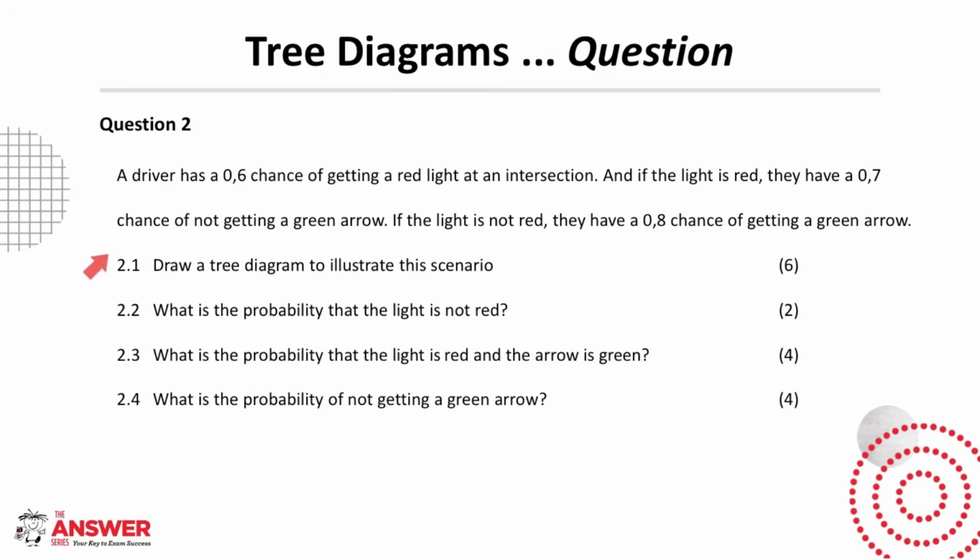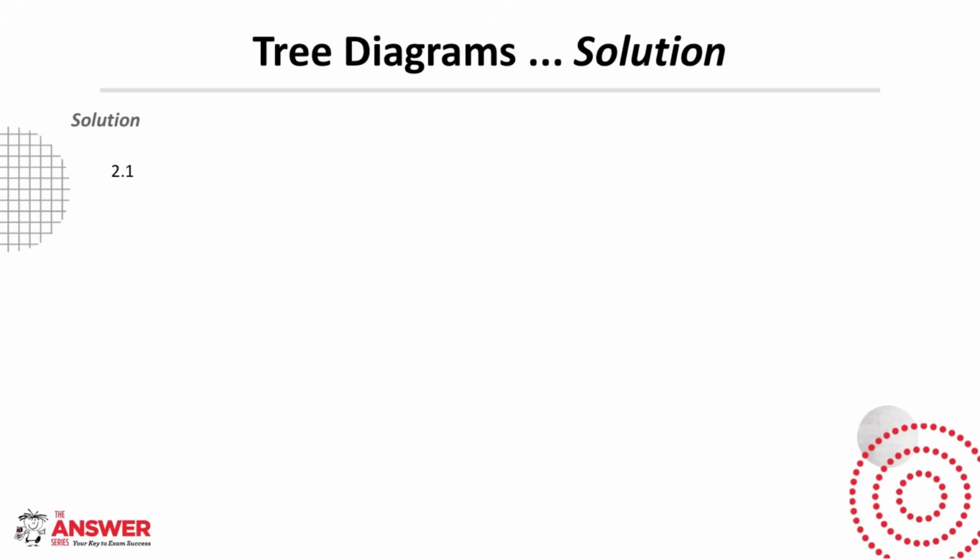Question 2 is about the chances of a driver getting a red light and or a green arrow, and it is asking you to first draw a tree diagram and then calculate some probabilities. Pause the video here to give this question a try.